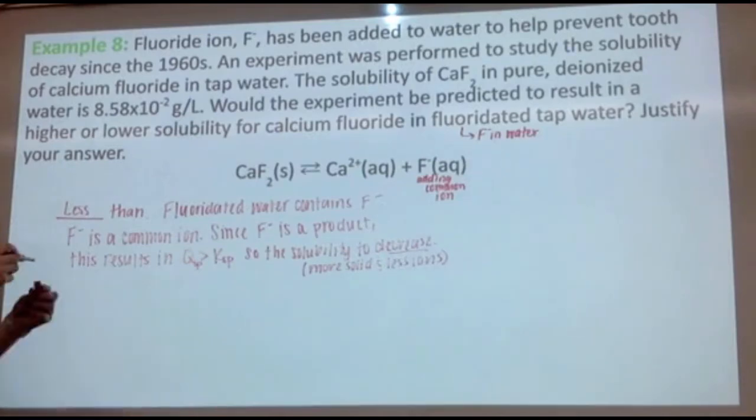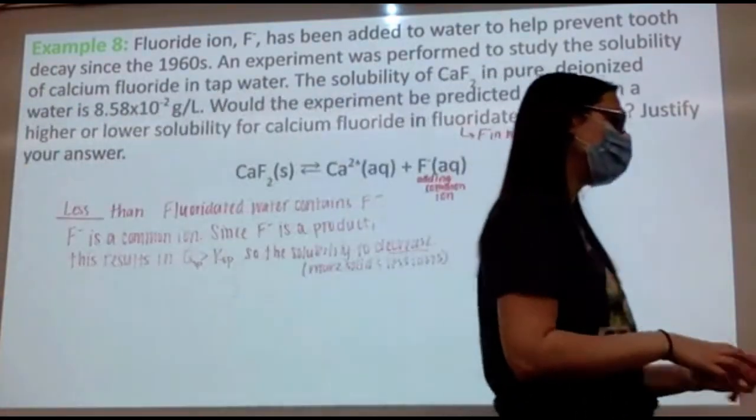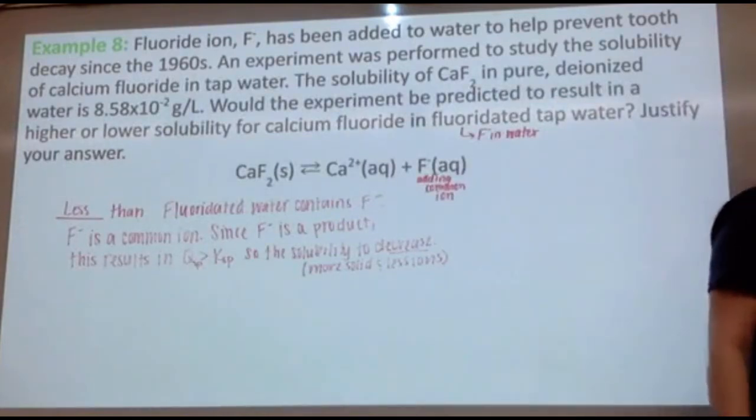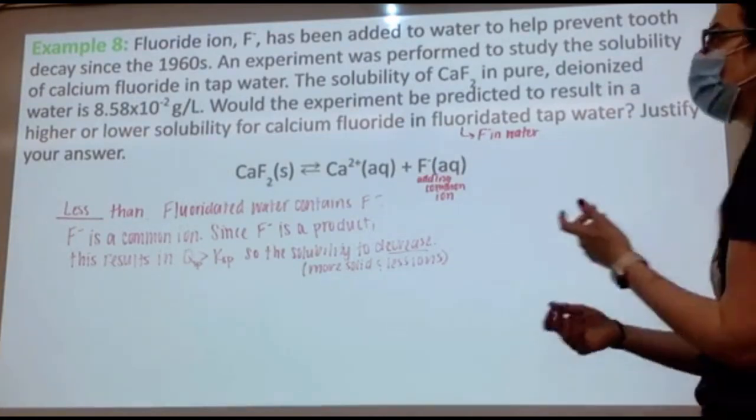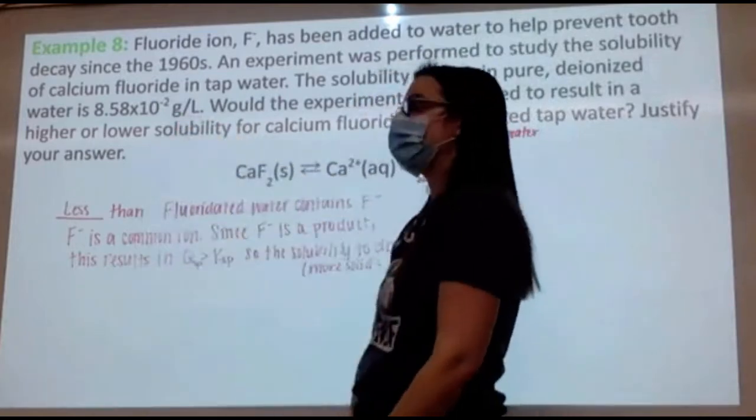This is a conceptual question where you're thinking through what would happen. It didn't ask us to calculate it. It just wanted to know, will this result in a higher or lower solubility? Or you could say it'd result in a lower solubility. All right, lower than 8.58 times 10 to the negative second.